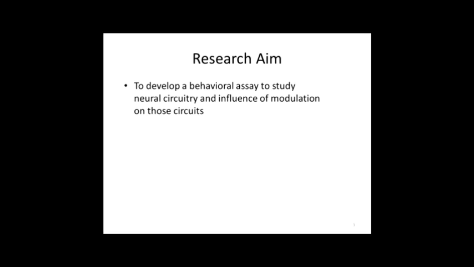The aim of my research was to develop a behavioral assay to study neural circuitry and influence of modulation on those circuits.